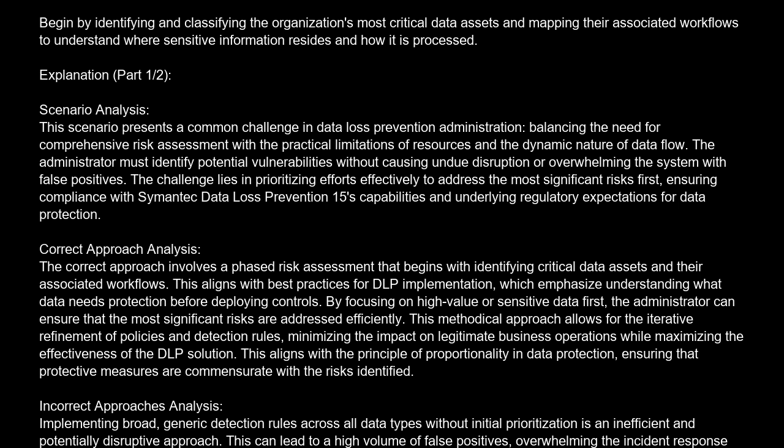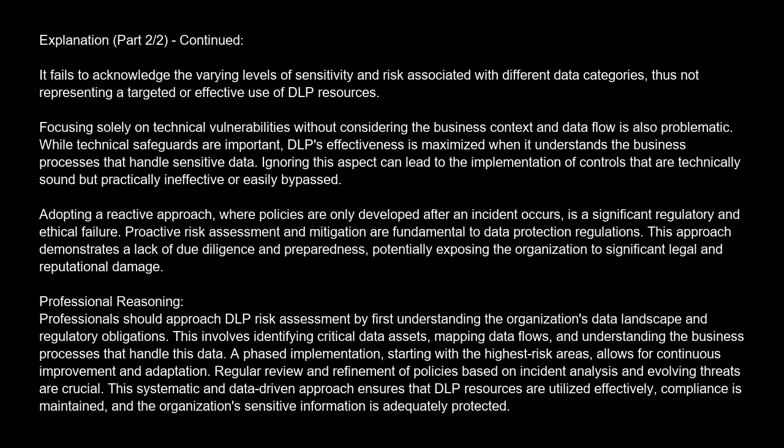This aligns with the principle of proportionality in data protection, ensuring that protective measures are commensurate with the risks identified. Incorrect approaches analysis. Implementing broad, generic detection rules across all data types without initial prioritization is an inefficient and potentially disruptive approach. This can lead to a high volume of false positives, overwhelming the incident response team and obscuring genuine threats. It fails to acknowledge the varying levels of sensitivity and risk associated with different data categories, thus not representing a targeted or effective use of DLP resources.